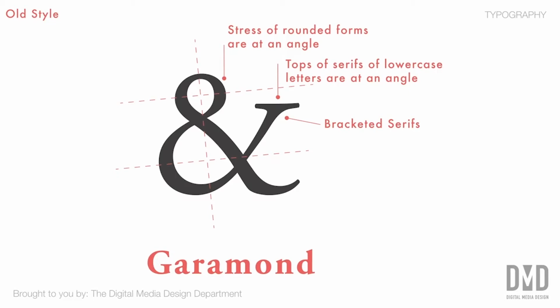We notice that the stress of the rounded letter forms are at an angle. The thickest parts are at a slight angle as well. This one is around 11 to 13 degrees. We also notice that the tops of the serifs on the lowercase letters are also at an angle, and the serifs are bracketed. That means that there's a transition point where the serif moves smoothly into the stroke, like so.